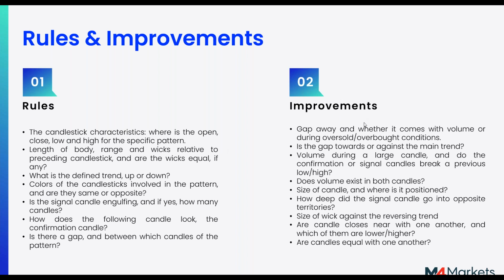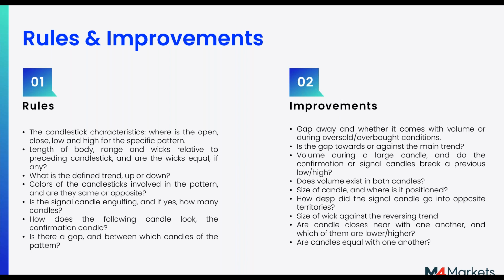We look at the gaps, okay, whether it comes with volume, or whether when it comes we are in an oversold or overbought condition, and whether the gap is towards or against the main trend. We need to look at the volume during the large candles, and also whether the confirmation of the signal candle breaks the previous low or the previous high, okay. If there is volume in both candles, and how much is one over the other, we need to understand why in one case it must be higher than the other and all that stuff.